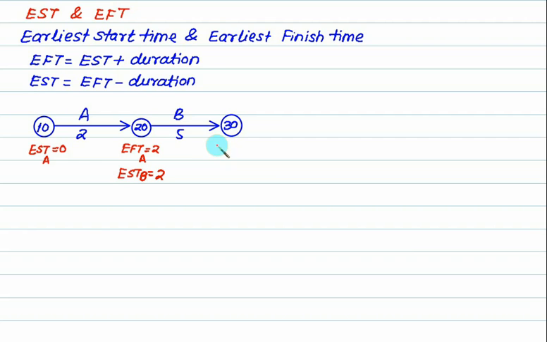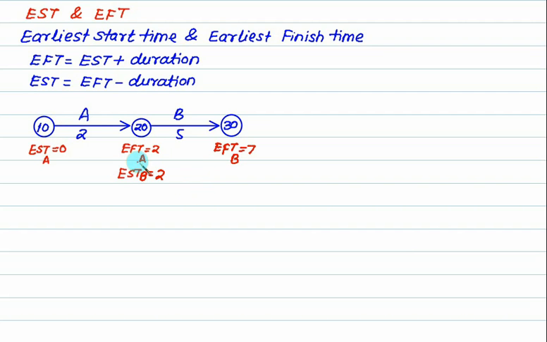So what is the earliest finish time for B? 2 plus 5, that is 7. So the definition still holds. And you can also go in reverse: earliest finish time minus duration, 7 minus 5, is 2. The earliest finish time for activity A is 2, so the earliest start time will be equal to 0.